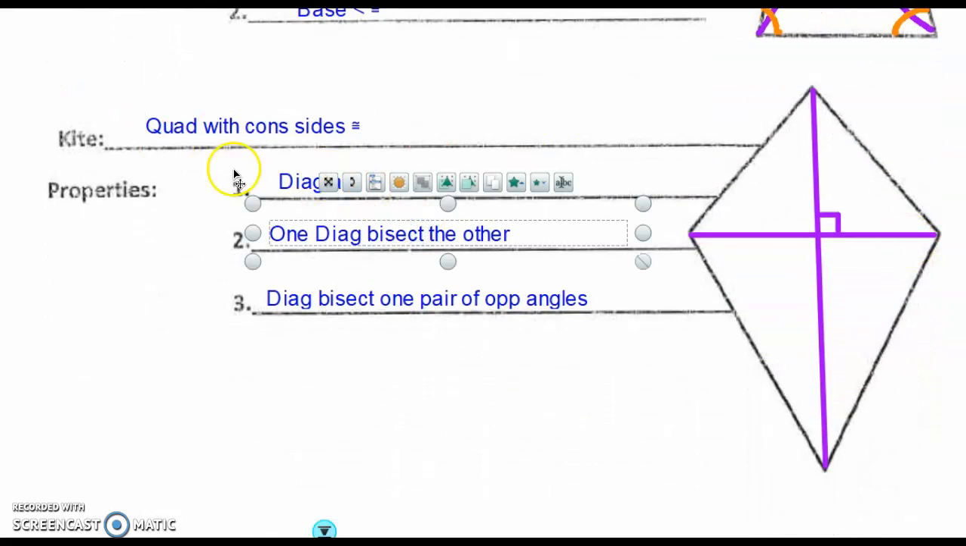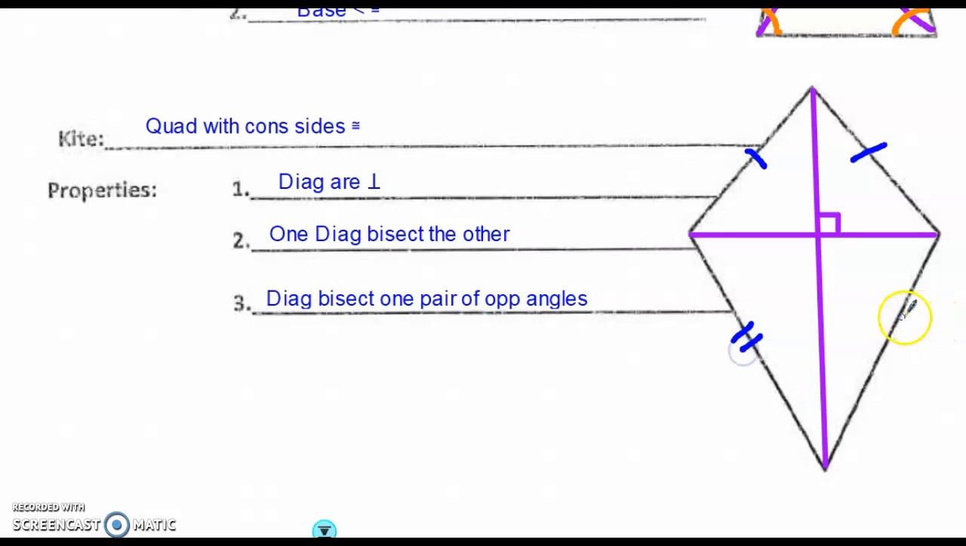Then we get to a kite. A kite is one that has consecutive sides congruent. They're congruent, and notice these bottom ones are congruent. So these two are congruent, and these two sides are congruent. The diagonals, only one is being bisected. So this major diagonal right here bisects this little diagonal, so it's going to cut it in half.